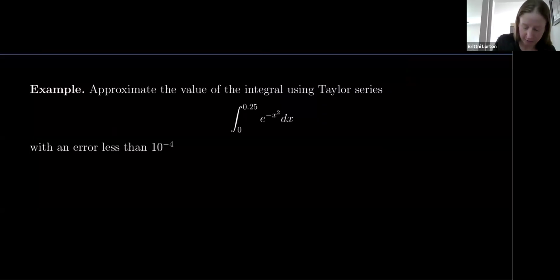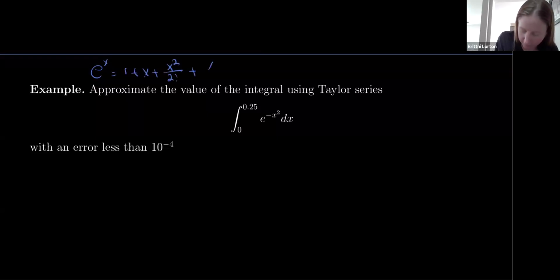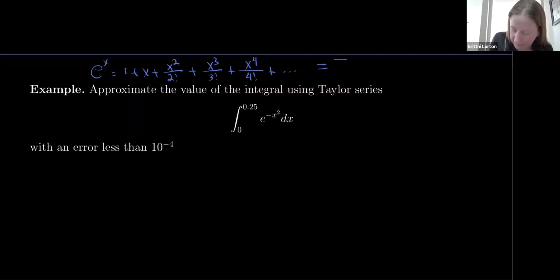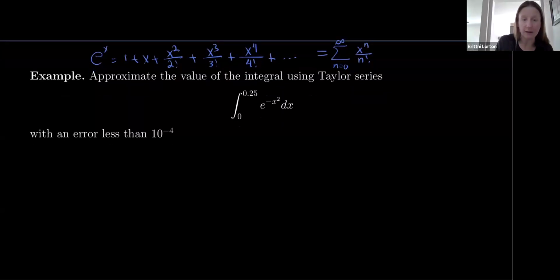Let's write down some things that we know. I know the Taylor series, or the Maclaurin series, because I'm going to center this at 0, for e to the power of x is 1 plus x squared over 2 factorial plus x cubed over 3 factorial plus x to the 4th over 4 factorial, and so on, which has the sigma notation as the sum from n equals 0 to infinity of x to the n over n factorial. Cool.